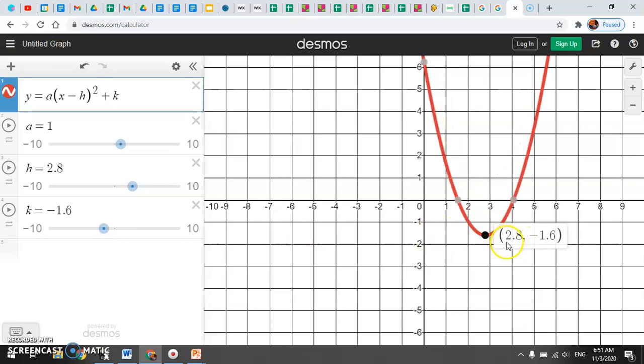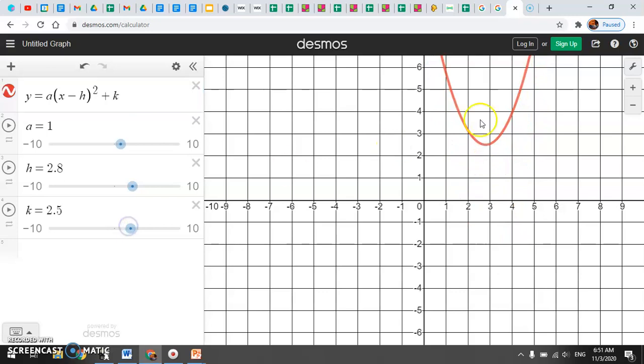So I can mark it here. We see 2.8, and that's what our h is, but now we're looking at k. I see a negative 1.6, and I see a negative 1.6 here. Now I'm going to slide this up. Now let's look at where the vertex is. Still at 2.8 because h remained there, but the k is what I just shifted, and k is 2.5, and here we see 2.5. So it looks like k affects the y value of the vertex, whereas h affects the x value of the vertex. So it's just the vertex that's moving around here, and h and k are changing those values.